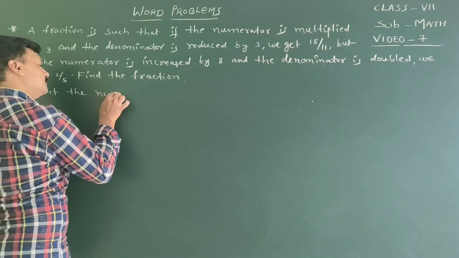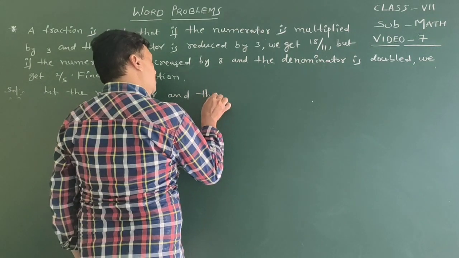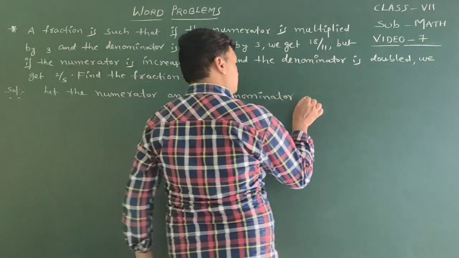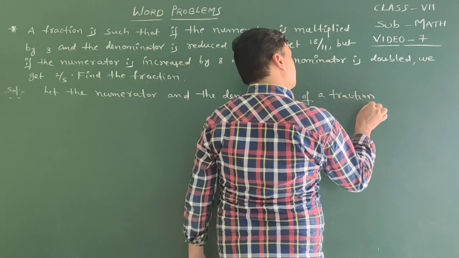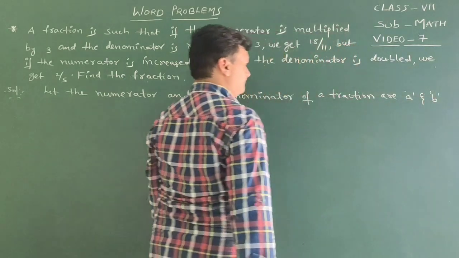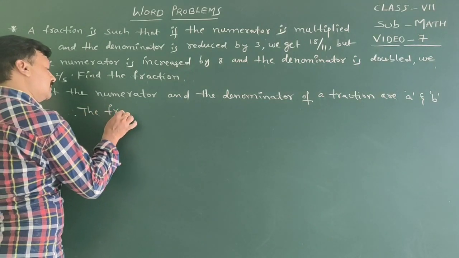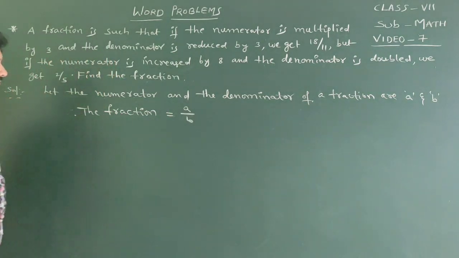Let the numerator and the denominator of the fraction be a and b. Therefore, the fraction is a by b, because its numerator is a and the denominator is b.